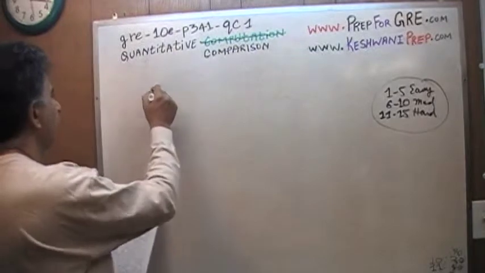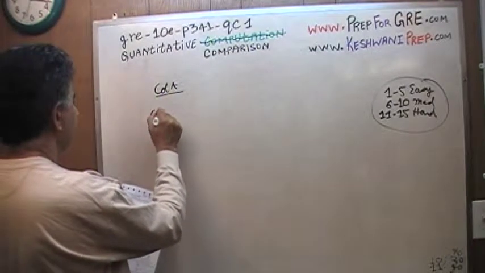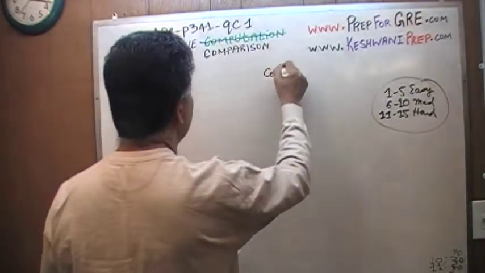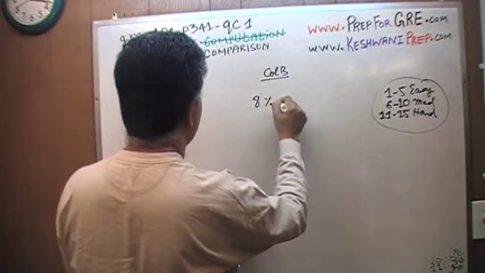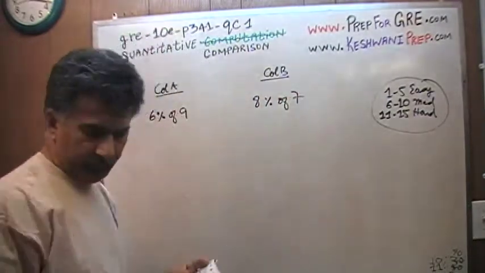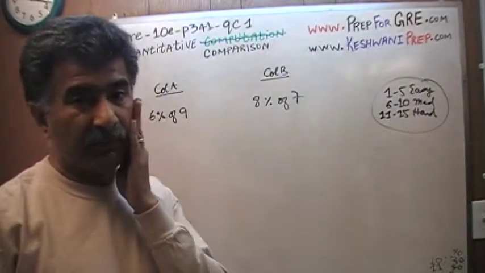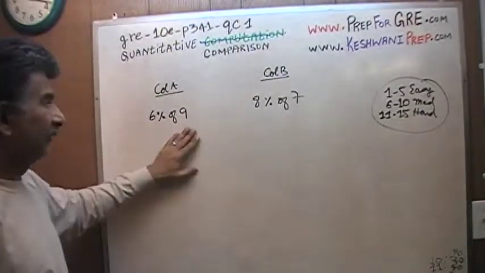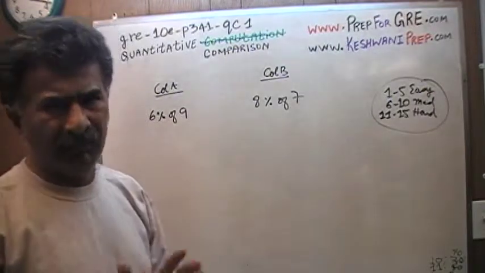In the first column they give you 6% of 9. In the second column they give you 8% of 7. Now you could actually sit there and do it in a very classical, traditional, orthodox, academic way, which is 0.06 times 9, 0.08 times 7. Don't do that. Keep your life simple, okay?